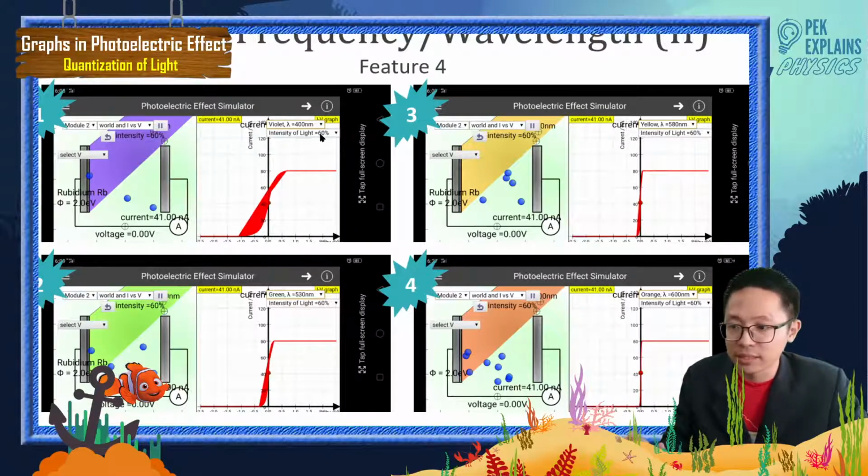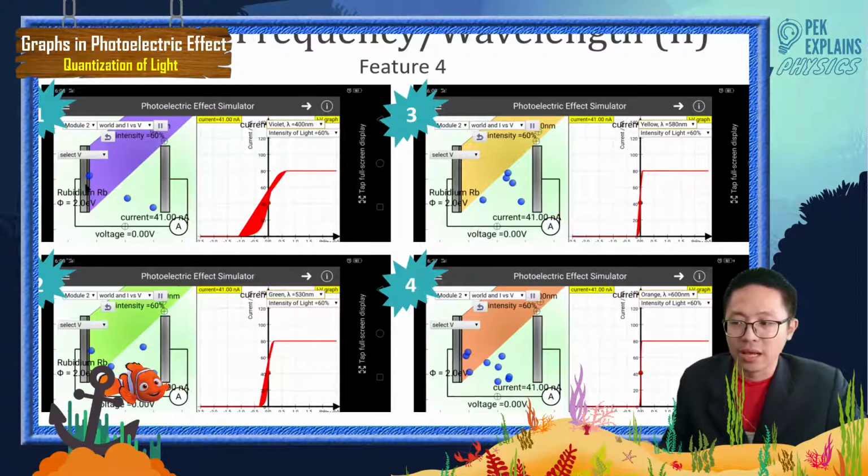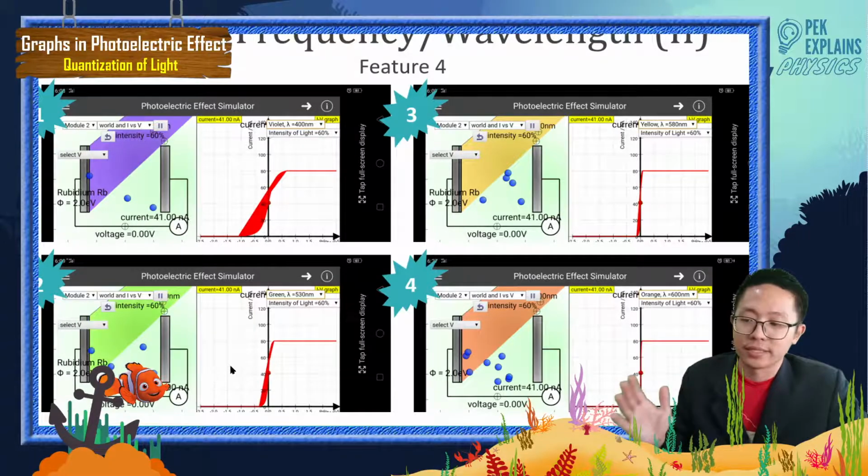This one, intensity 60%, intensity 60%, intensity 60%. Because when you have the same intensity, it means they have the same number of photons. So the number of electrons ejected is the same. So all of them have the same current. You see here, the current is 41, 41, 41. All of them have the same photocurrent.